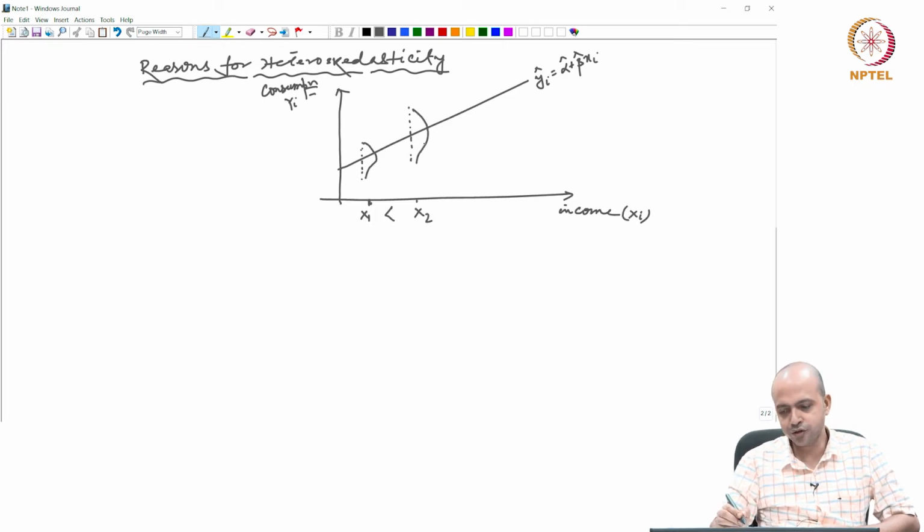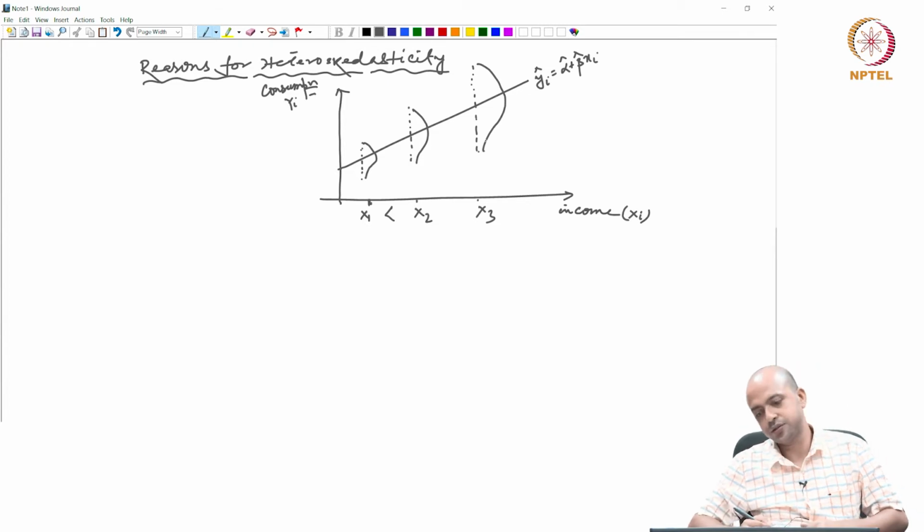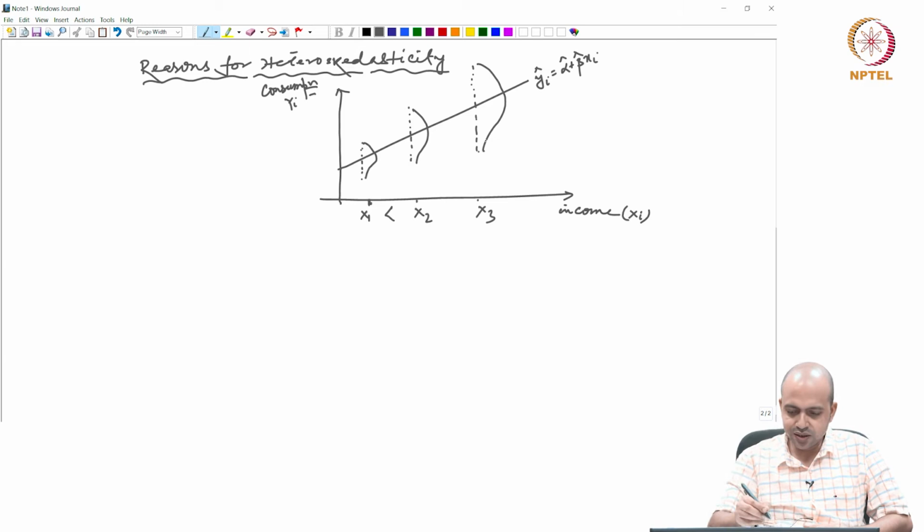Okay. Error variance looks like this. Then again for x3 level of income, your error variance looks like this, right. That means what is happening, let us say this is u1, this is u2 and this is u3, spread of u1, u2 and u3.